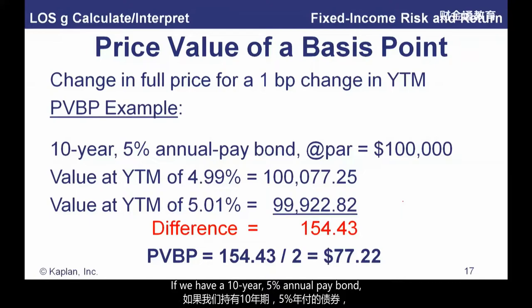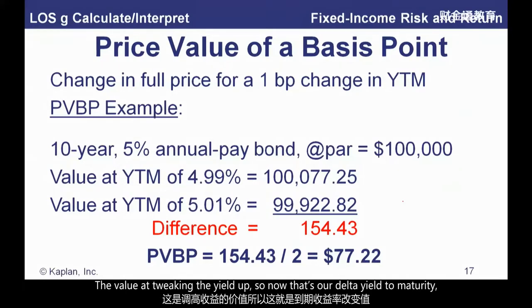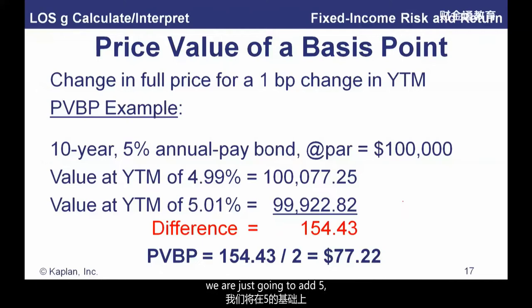So if we have a 10-year 5% annual pay bond, it's at par, we've got a $100,000 bond. So the value at a yield to maturity of 4.99 is, well, what it is, $100,077.25. The value at tweaking the yield up. So now that's our delta yield to maturity, right?